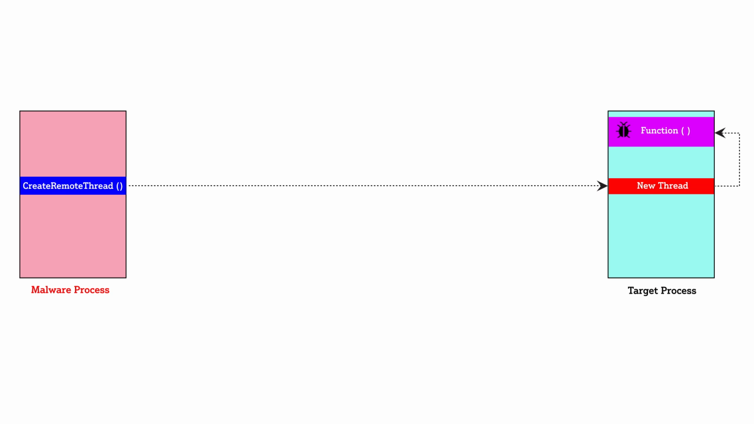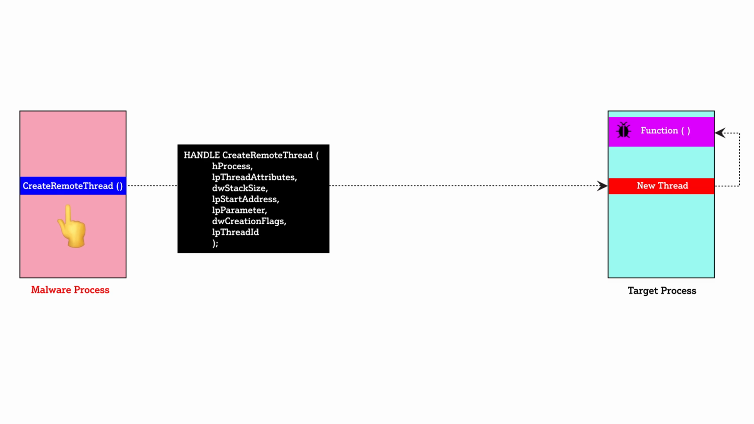Let's understand the function prototype of this function. Here is the full function prototype. Let's break it down one piece at a time. On successful execution of this function, it returns a handle to the newly created thread.